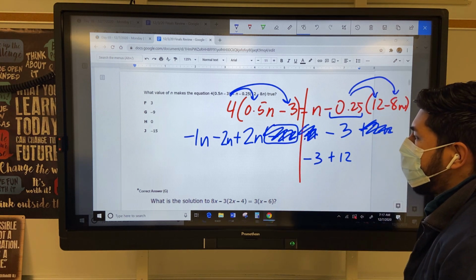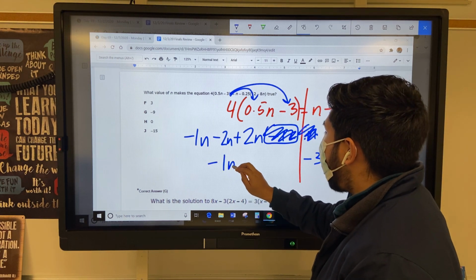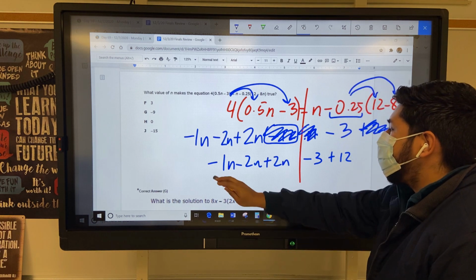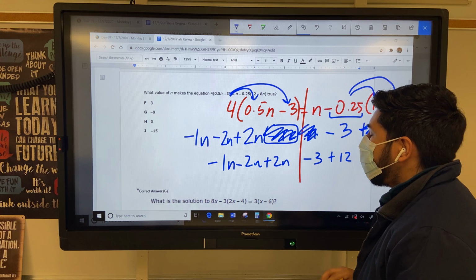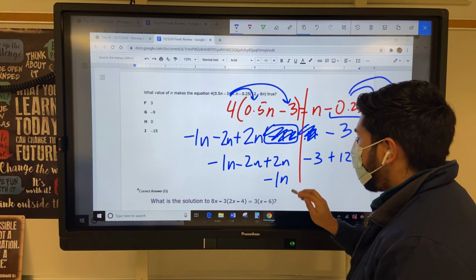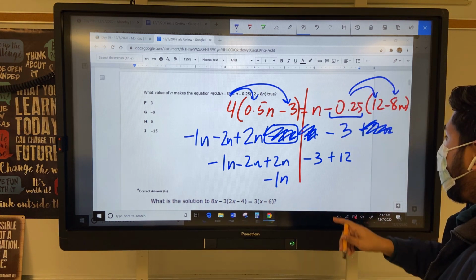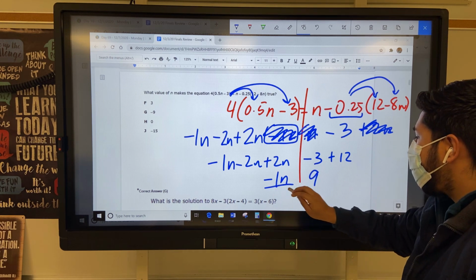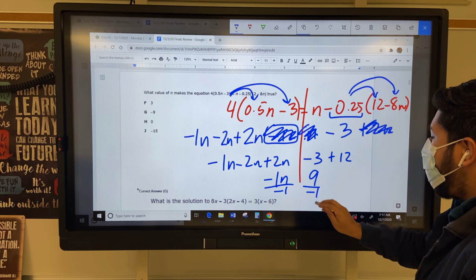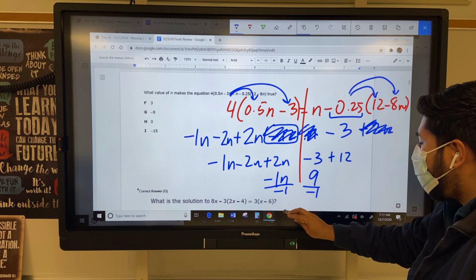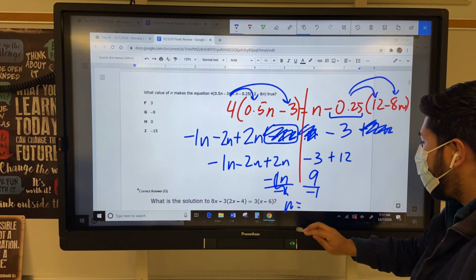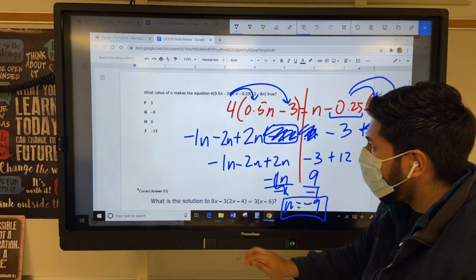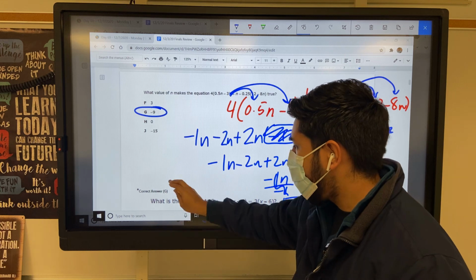And now we read: negative 1n minus 2n plus 2n. Put this in your calculator. Should give you negative 1n. Negative 3 plus 12, positive 9. Divide by negative 1, divide by negative 1. And n equals 9 divided by negative 1, negative 9. Boom.